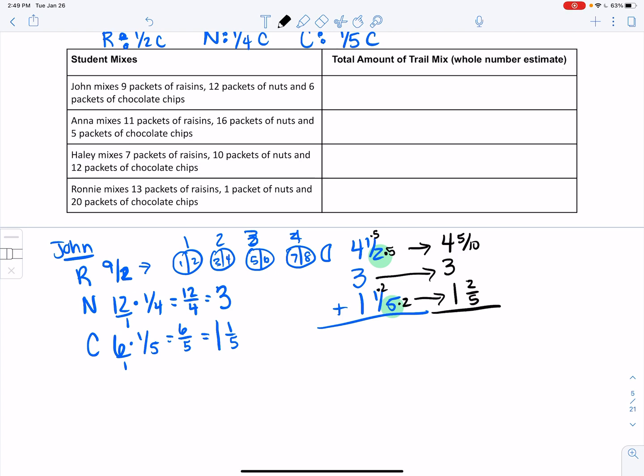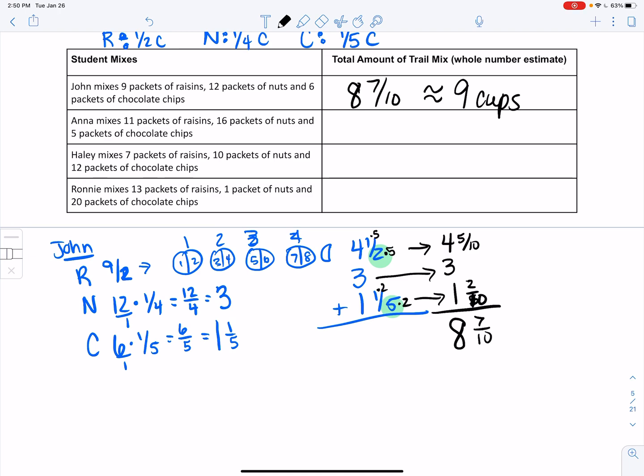So 5/10, that shouldn't be 5, that should be a 10. 5/10 plus 2/10 is 7/10. So 4 plus 3 is 7, plus 1 is 8. So that means he gets 8 7/10, which would approximately be 9 cups of mix. That is a lot of work, and we're going to have to do this for every single person. So yes, I do know that this is going to take a while. So that's why I keep writing things down.